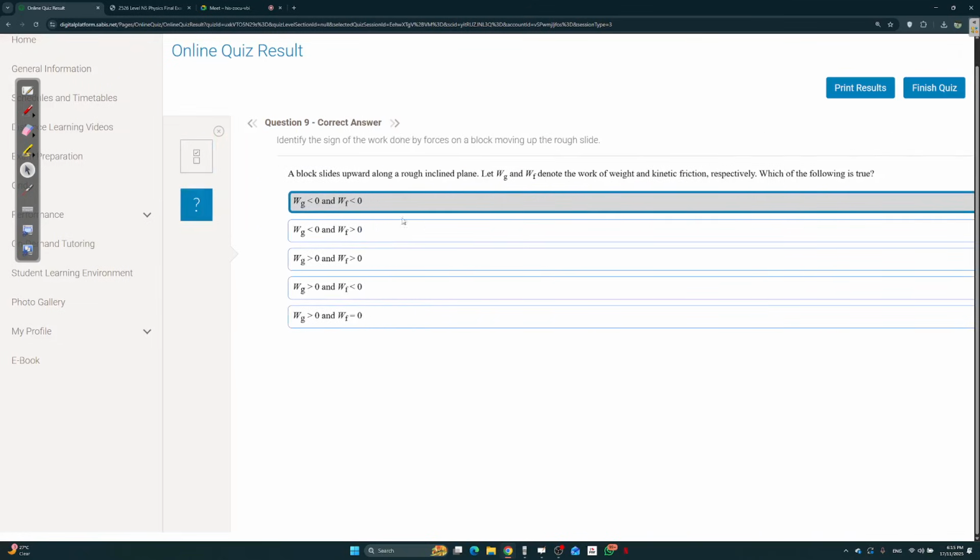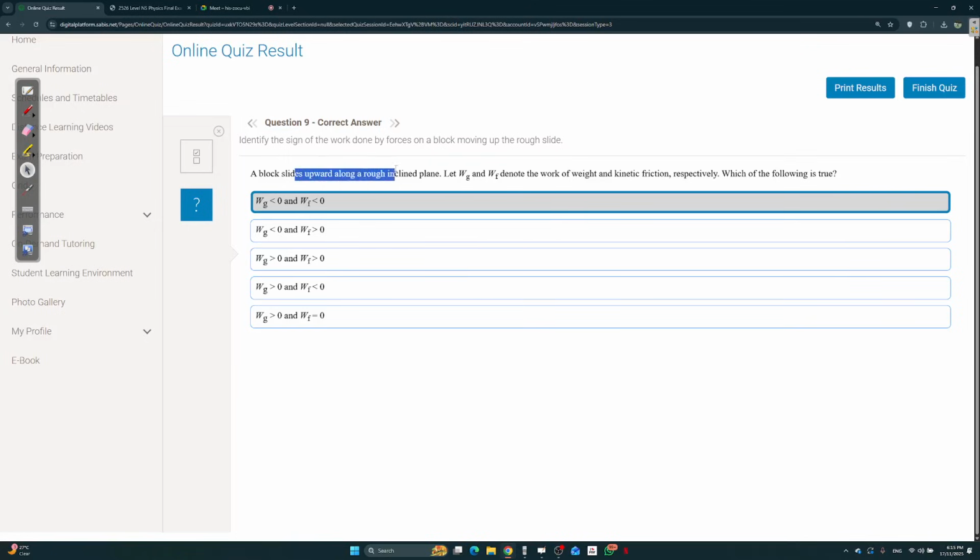Q9. A block slides upward along a rough inclined plane. What's the work done by gravity and work done by friction? Let's take a look. First thing, work done by friction is always negative. So obviously it can't be this one. And it can't be this one. And it's never 0. Why would it be 0? Alright, because it's a rough inclined plane. Anyway, so it can either be this one or this one.